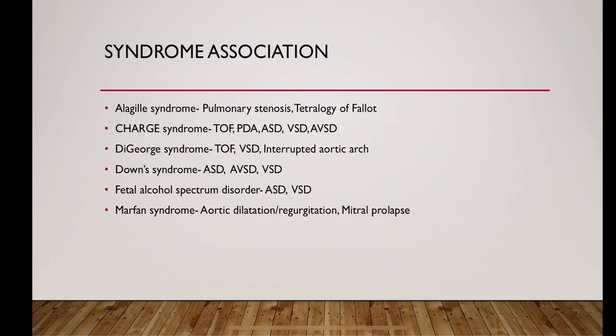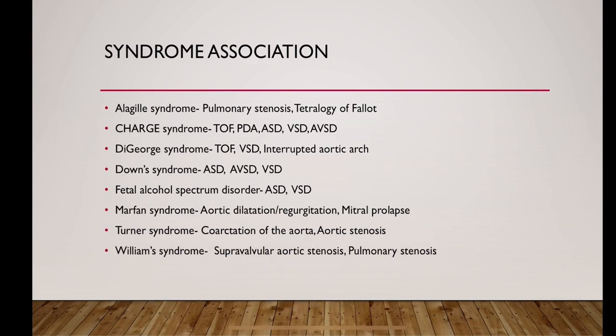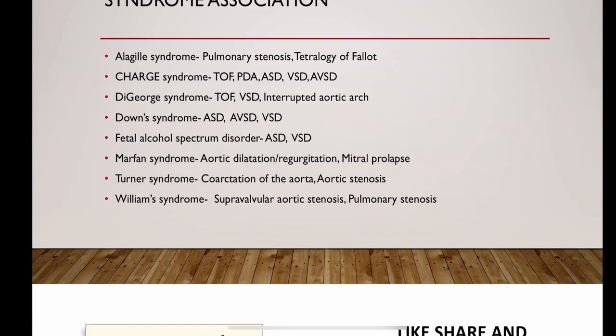Marfan syndrome, you may expect aortic dilation or regurgitation and mitral prolapse. Turner syndrome is associated with coarctation of aorta and aortic stenosis, whereas Noonan syndrome is associated with pulmonary stenosis. And Williams syndrome is associated with supravalvular aortic stenosis and peripheral pulmonary stenosis.